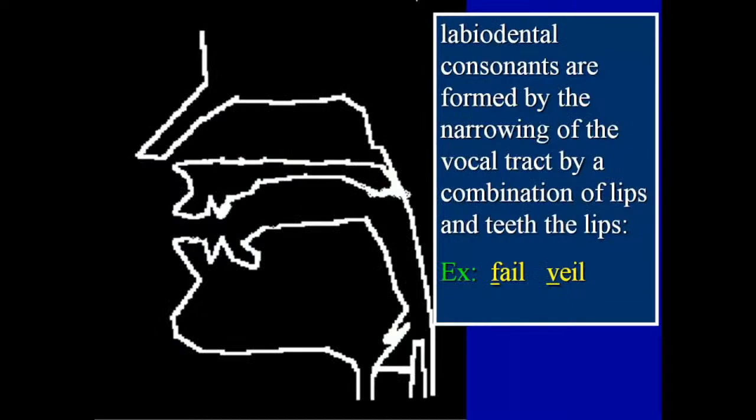Now, we have got labiodental consonants. They are formed by the narrowing of the vocal tract by a combination of lips and teeth. Okay, and teeth, not the lips. Just omit the last word here. So we have got the lower lip and the upper teeth. This is the case, which is shown through the production of f in fail, v in veil.